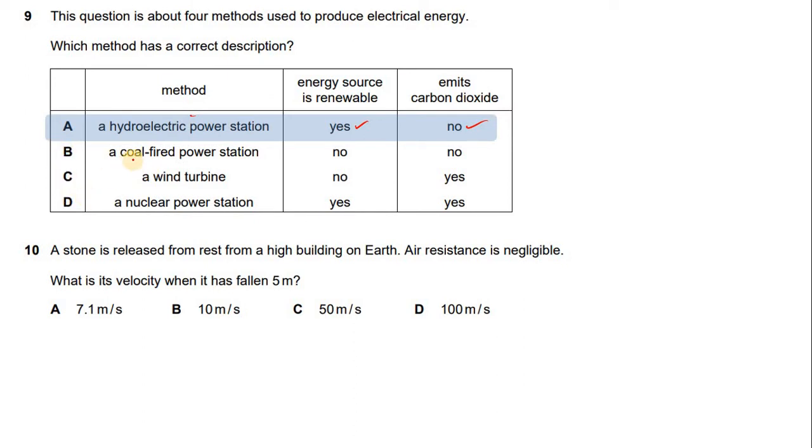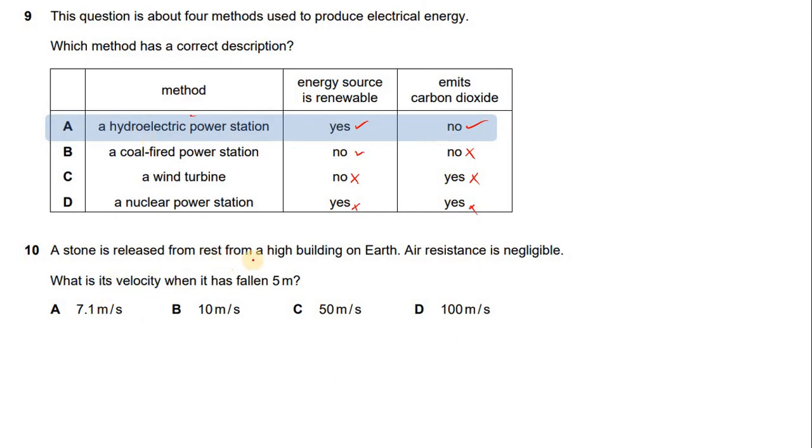Let's check the others. Coal fire, renewable? No, this is correct. It emits carbon dioxide? They are saying no, but this method emits. It should be yes. So this is a wrong description. A wind turbine is a renewable? Yes. This is a wrong description. This is also a wrong description. Nuclear power is a renewable? No, it is not renewable. This says emit? No. So the only correct description, with both parts correct, is A.